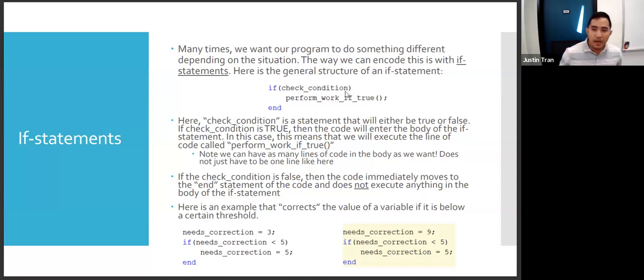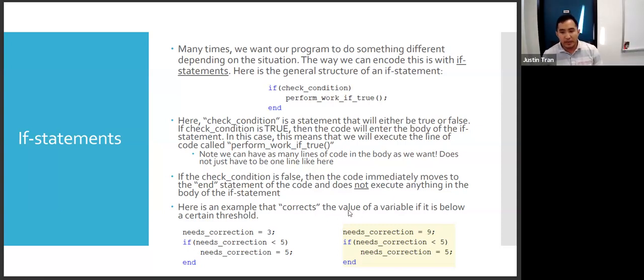Then, depending on the result of this check condition, whether it's true or false, we go into the body of the if statement. If the check condition returns true, then we go inside the if statement and perform the work there, running the lines of code there. But if not, then we just exit out and don't execute anything. The key component of an if statement, of course, is the check condition. It can either be true or false, and it has to be written in a way to return one or the other.